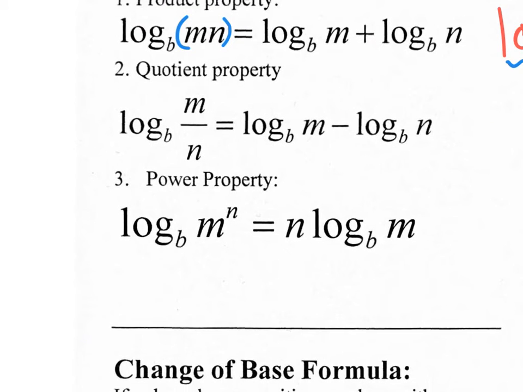Quotient property. Quotient means divide, and that's why we have a log of m divided by n. That could be expanded by taking that single log, and it becomes 2 of those logs, right? And the first one goes here, and the denominator goes there. Most of the time when solving equations, we're not going to be expanding, making them bigger. We're going to be condensing.